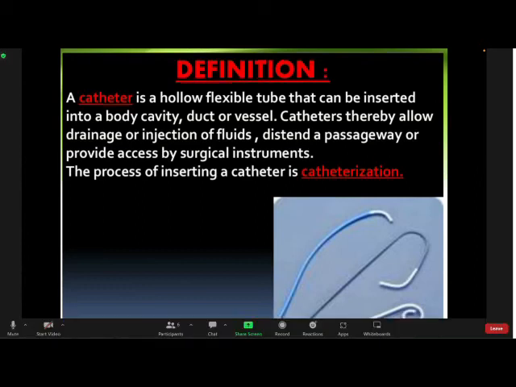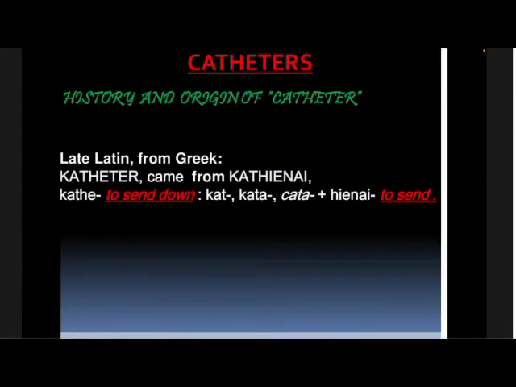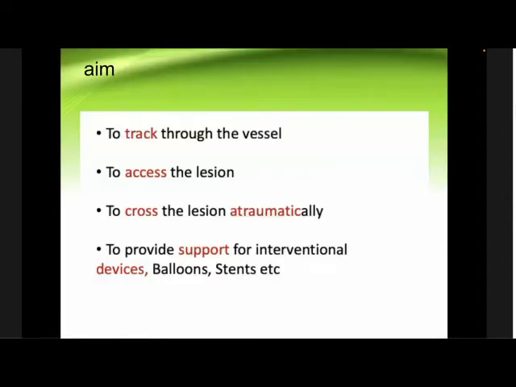Catheters. The word catheter comes from a Greek word, kathinani, which means to send down. So what is the purpose of a catheter? It is to track down through a vessel, to access the lesion, to cross the lesion atraumatically, and to provide support for the interventional device like balloons and stents.